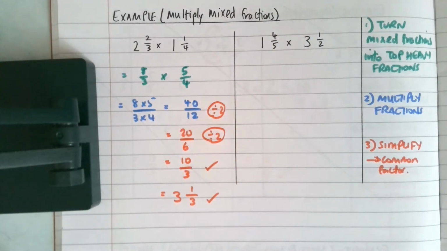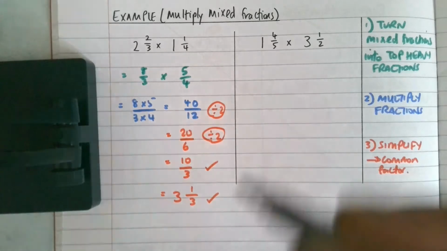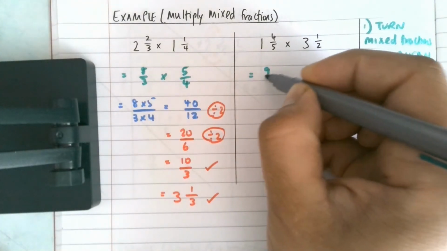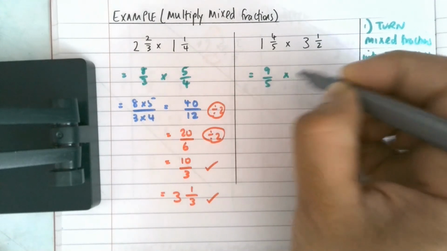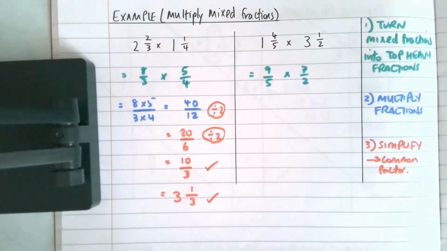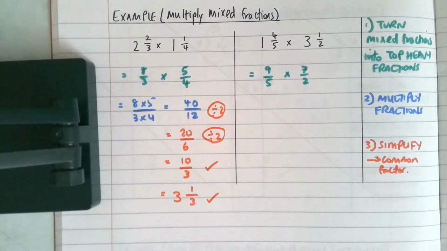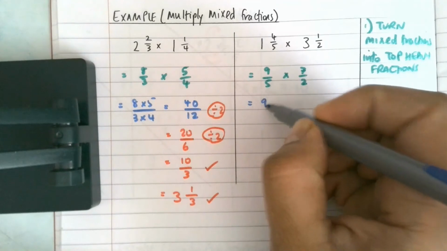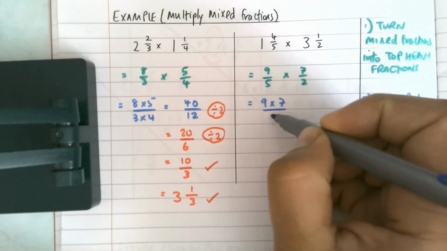And for the second example, I'm going to turn both of those fractions in the question into top-heavy fractions. So 5 times 1 plus the numerator is 9, so that's 9 over 5. 2 times 3 plus the numerator is 7, so 7 over 2. Turn those into top-heavy fractions. And the second step is to multiply the fractions. So 9 times 7 over 5 times by 2.